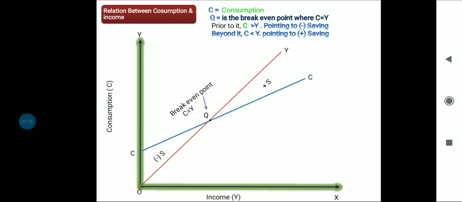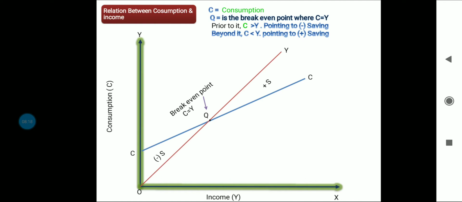So the consumption curve starts from the y-axis at a distance equal to autonomous consumption from the origin. The 45-degree line, which is known as the income line, has the feature that every point on it has the same horizontal as well as vertical coordinates. Since income is shown on the horizontal axis, that is the OX axis, and consumption is on the OY axis, at every point on the 45-degree line, consumption is equal to income. Thus, the 45-degree line tells us whether consumption is equal to, greater than, or less than income.